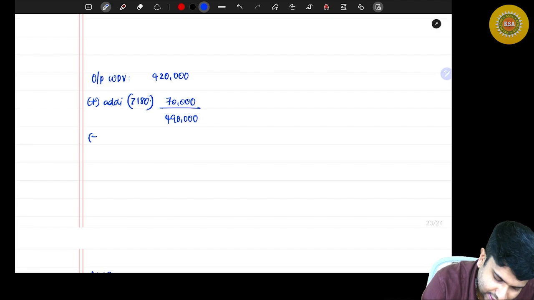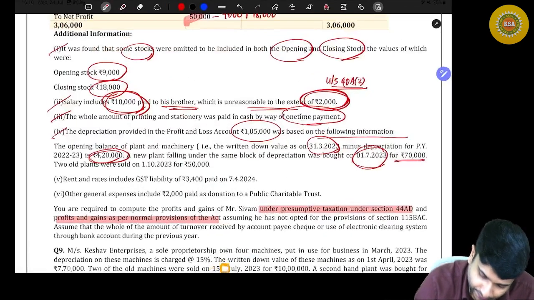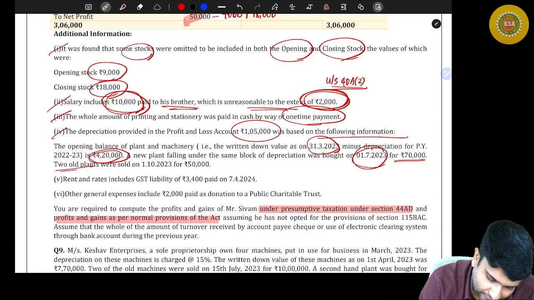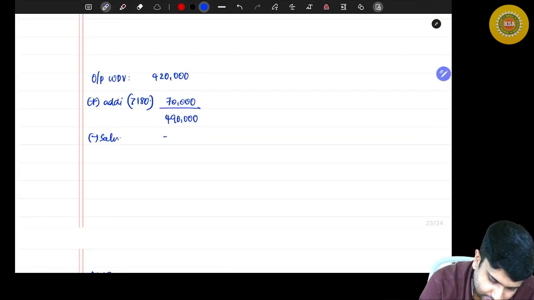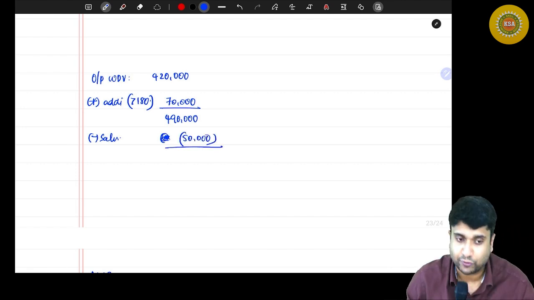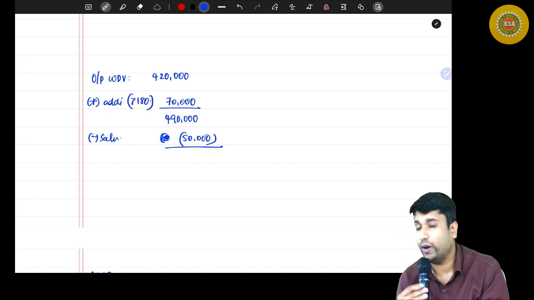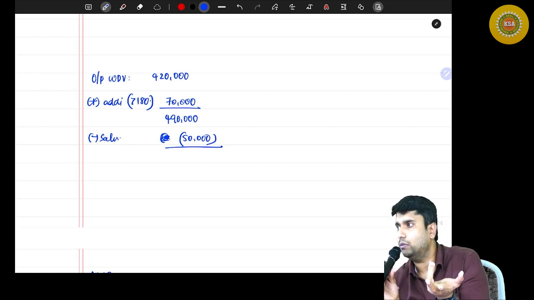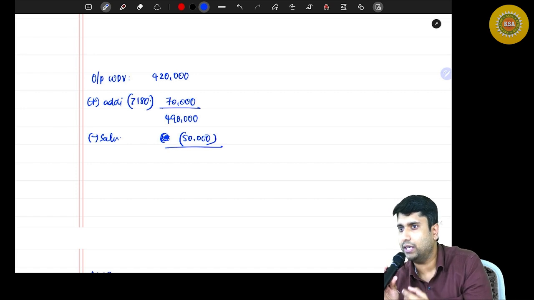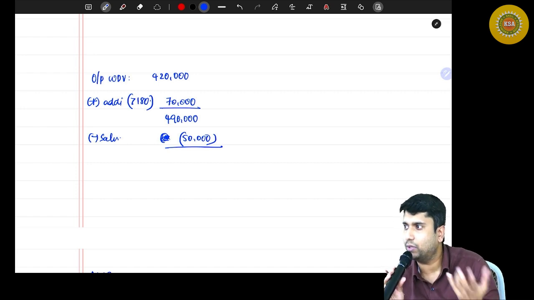Now how much is the sales value? Two old plant and machineries were sold and the value is 50,000. So you have to delete that. Now you tell me, do you have to compute capital gain here? No. Why no? Because the sale value does not exceed the block value. Are you with me? Hence you don't have to compute the capital gain.